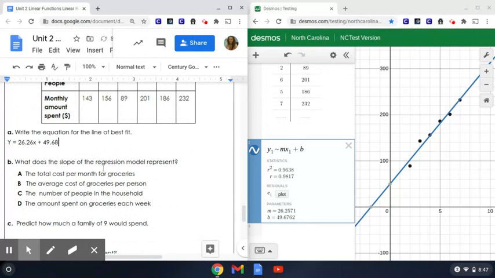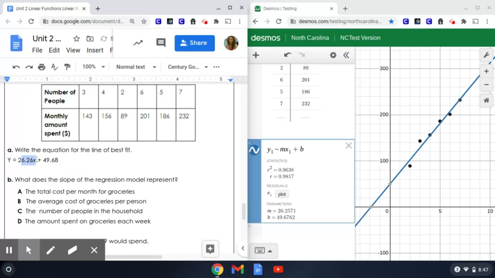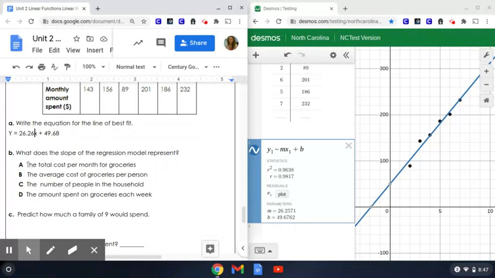What does the slope of the regression model represent? Okay, so the slope is this 26.26 number, and that is for every X. So that is for every person. We're going to be spending about $26 a person.